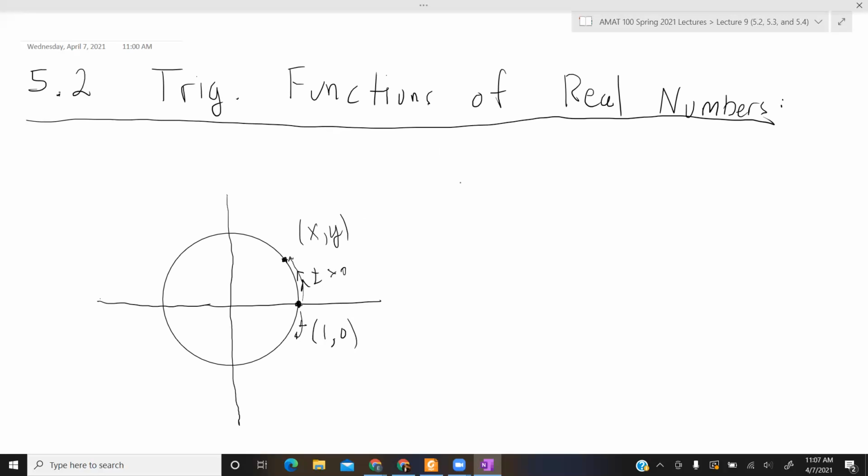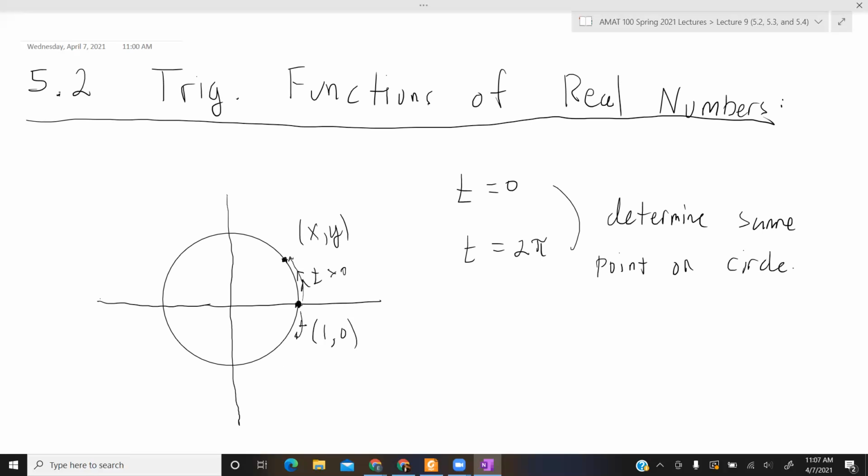Really simply, if t is equal to 0, that means you just stay at the reference point. You don't move any distance along the circle. But if t is equal to 2 pi, that means you go all the way around the circle counterclockwise and end up at the reference point. So these 2 numbers determine the same point on the circle. So this correspondence between ordered pairs and these arc length numbers isn't unique.